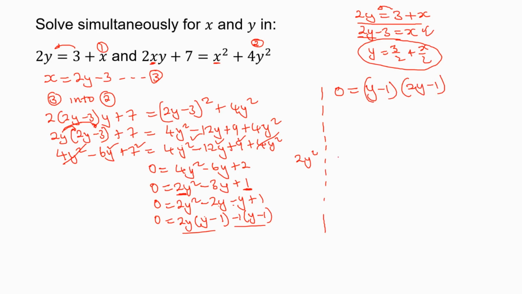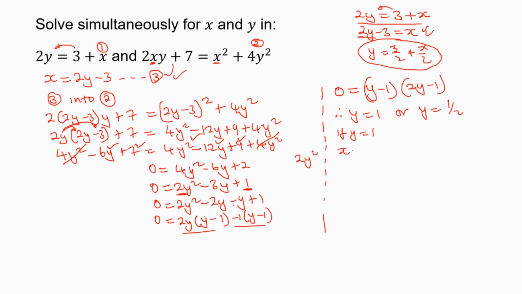Okay, right, so therefore y is equal to 1, or y is equal to 1 over 2. See that? Right, we haven't finished. Remember, we're solving for the two variables. Right, if y is equal to 1, then we can use our third equation here.